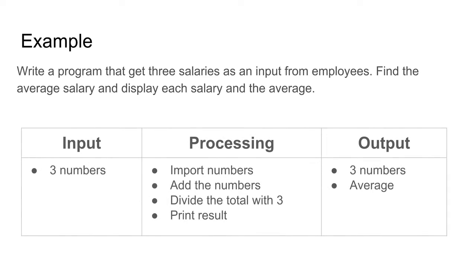All right, I hope you figured it out. Your solution probably looks something like this. As an input, we have the three numbers. As an output, we have the same three numbers and the average as a result. And the processing tasks include importing the numbers, adding the numbers together, dividing the total of the numbers by three, and printing the result.